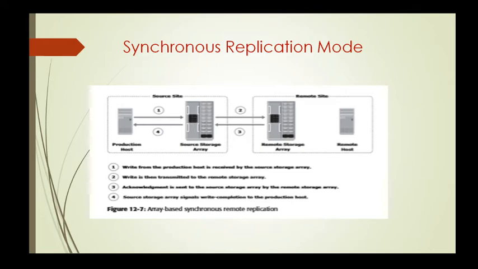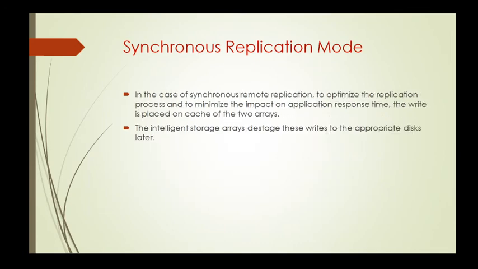In case of synchronous remote replication, to optimize the replication process and to minimize the impact on application response time, the write is placed on the cache of the two arrays. Just to minimize the impact on the application response time, the write will be placed on the cache of the two arrays. The intelligent storage arrays destage these writes to the appropriate disks later.